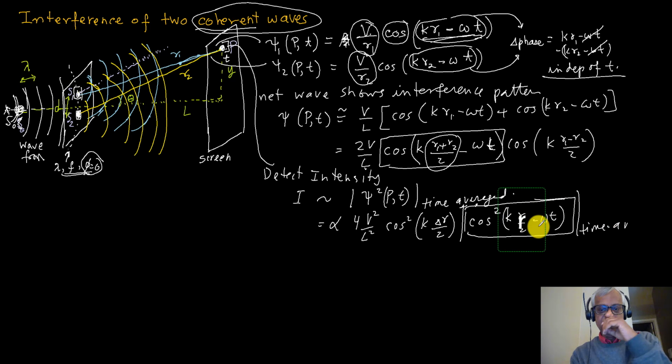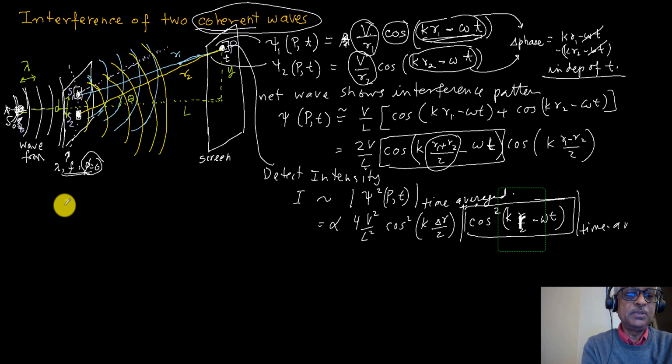and you can show that because this is a periodic function. Let's find the period and average over one period. That will be the same as time averaging, right?